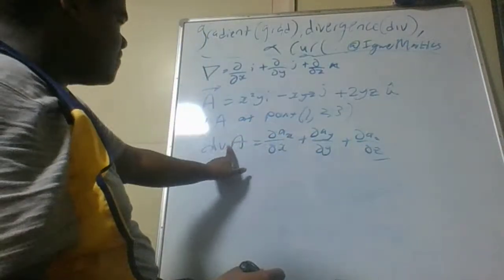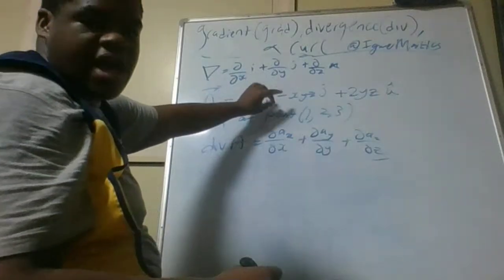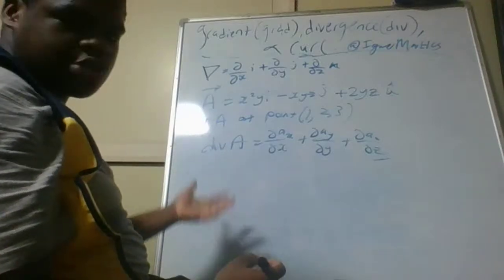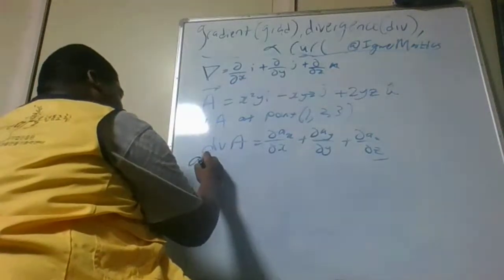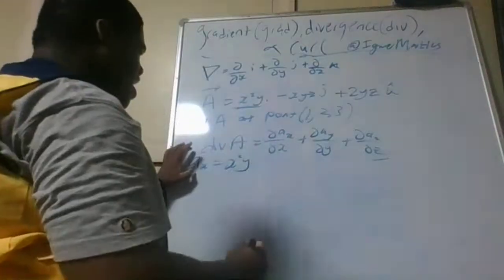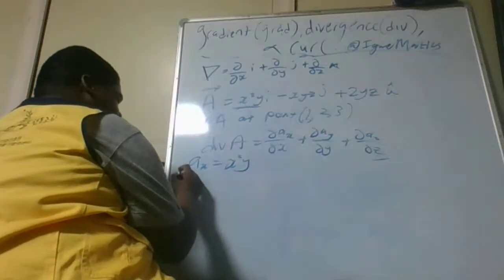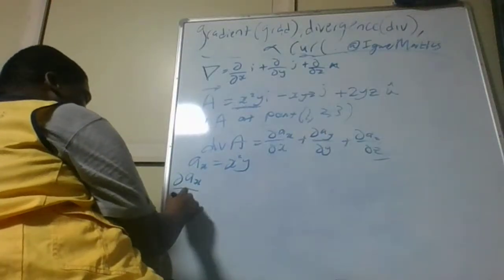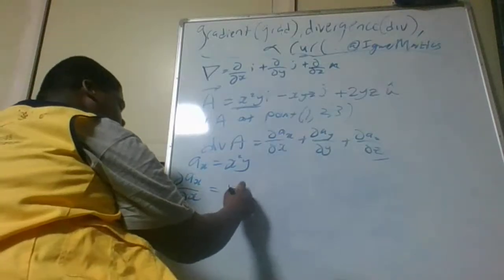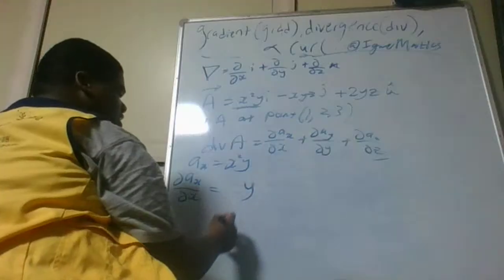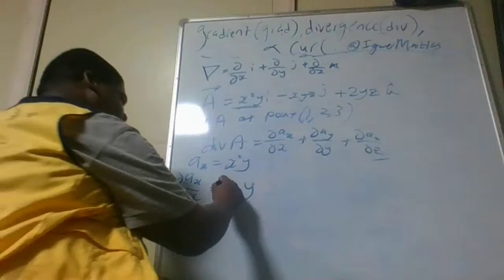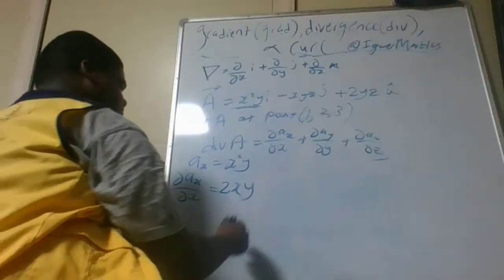Our x component of the vector A is going to be the coefficient of i. Basically, the function that is tagged with i, because i represents our x component. So A of x is equal to x squared y, this term here. And if you partially differentiate A of x with respect to x, remember, keep every other thing constant. That means in this case, y will be constant. Then differentiate with respect to x. If you differentiate x squared, you're going to have 2x. So you have 2x times y.